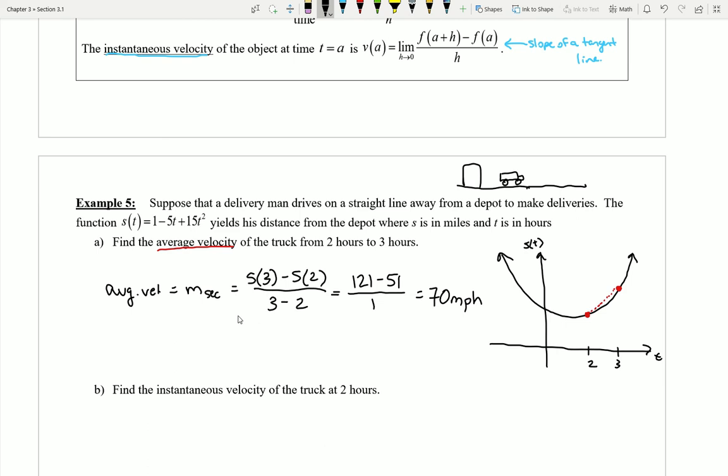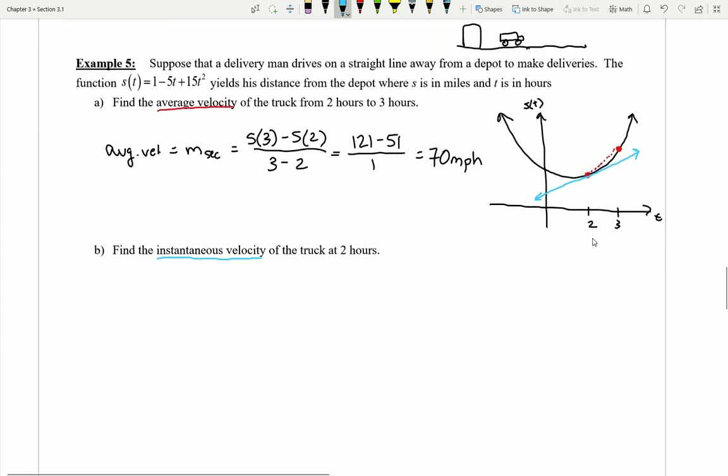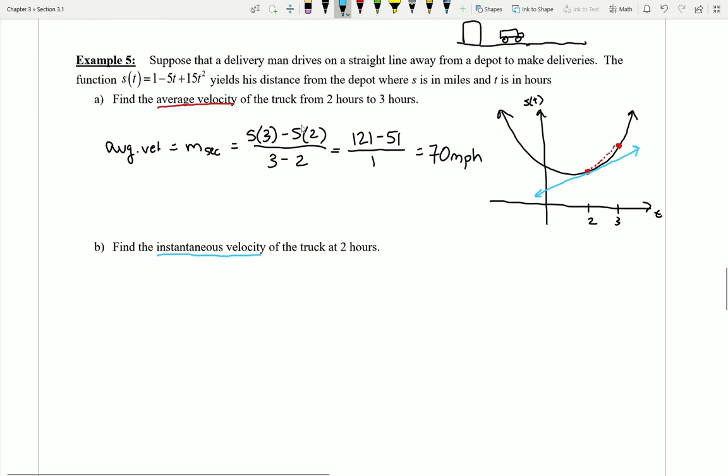Okay, so I can calculate this average velocity pretty simply. But what if I wanted to know something even more specific? What if I wanted an instantaneous velocity? What if I said, at exactly the moment of 2 hours, what does the speedometer in the truck read? What is the velocity at exactly the instant of the 2-hour mark? Well, that is the slope of a tangent line. And in order to find that, I would need to calculate that big limit.